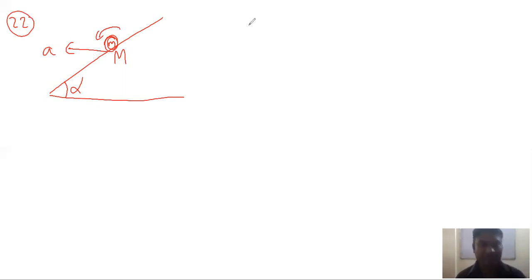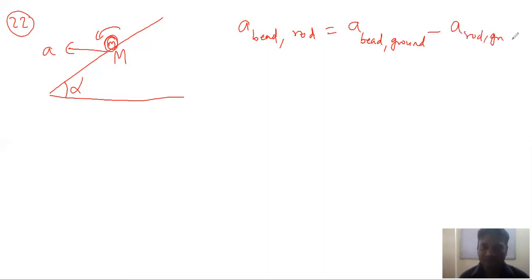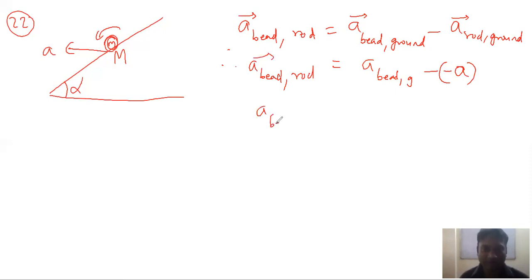So we have to find the acceleration of the bead relative to the rod. What is the formula for the acceleration of the bead relative to the rod? It is the acceleration of the bead with respect to the ground minus the acceleration of the rod with respect to the ground. The acceleration of the rod is minus a because it is in the negative direction. So this is the value.